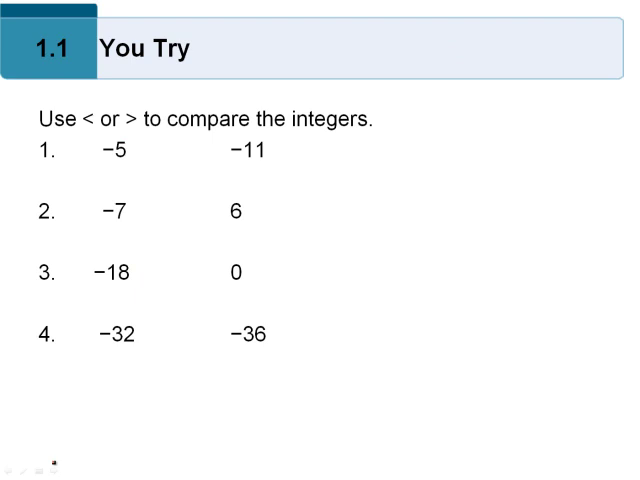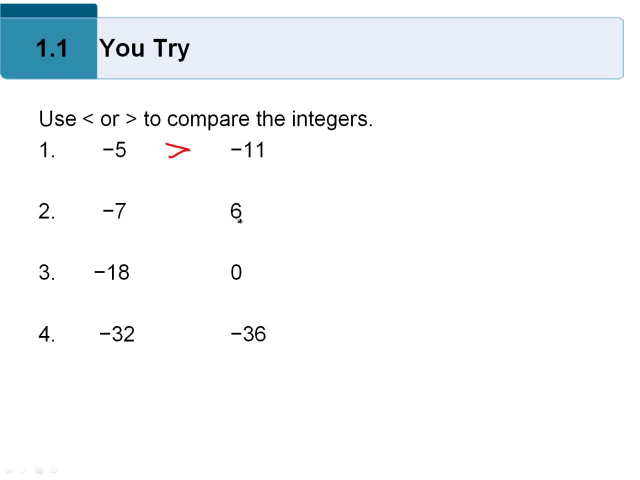All right, so try these. Pause your computer, try them, pause the video, and try them, and then I'm going to go over the answers. So, number 1, -5 is going to be greater than -11 because it's to the right of -11.